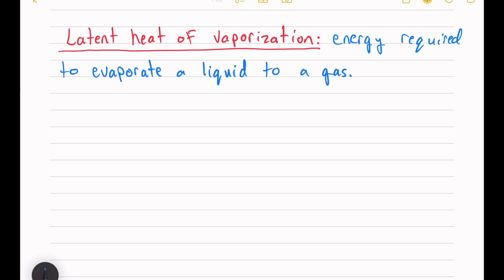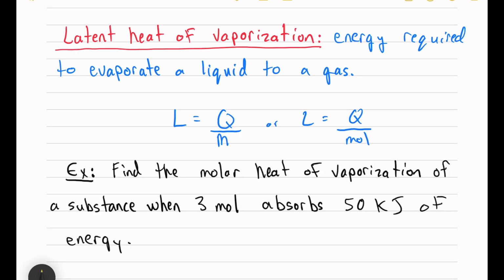And the formula that we use for it is L, which would stand for the latent heat of vaporization, is equal to the Q divided by, it could be the mass of the substance, or your heat divided by the amount of moles of the substance. It just depends on what the question is asking. Another thing worth mentioning about this formula is that your latent heat of vaporization is going to be often in kilojoules per gram, or in this case, if it's molar enthalpy or molar heat of vaporization, it's going to be kilojoules per mole.